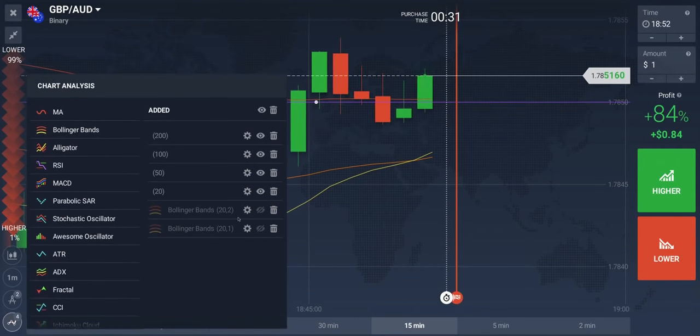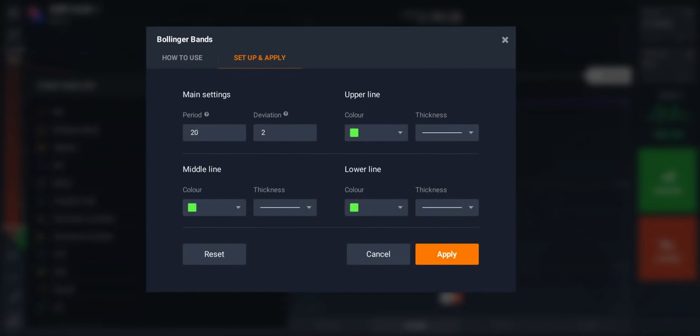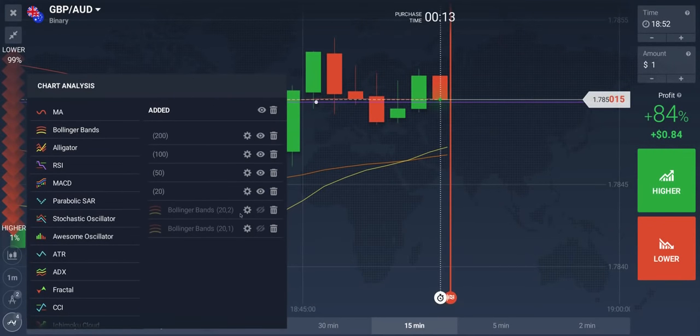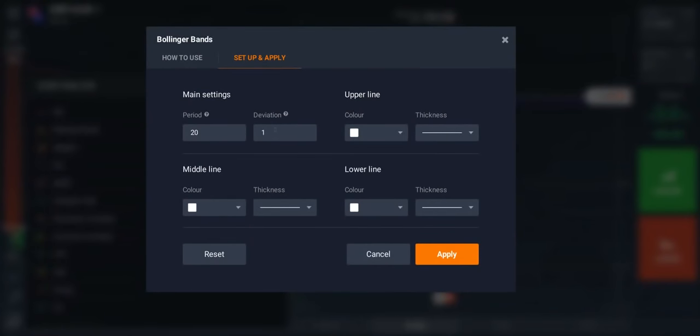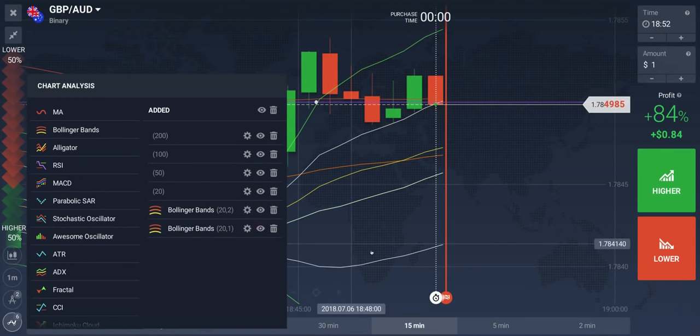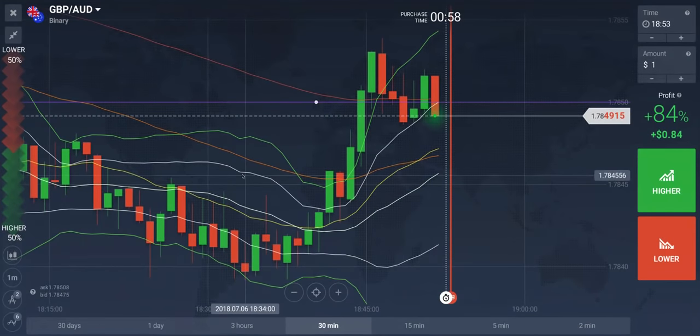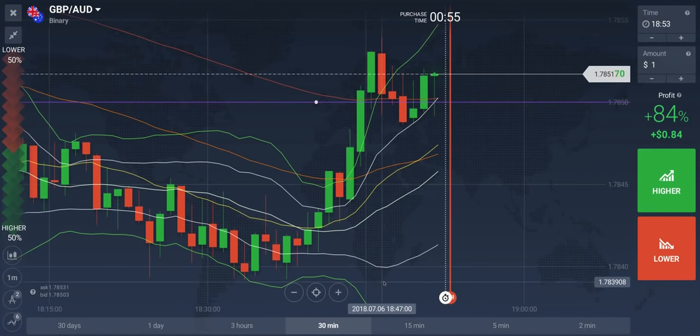Let me show you the EMAs. So this is the outer EMA, period 20, deviation 2, and you can use green followed by white in the middle. And for the 1 deviation, period 20, deviation 1, we use all white. So you can see how the market behaves around those levels.